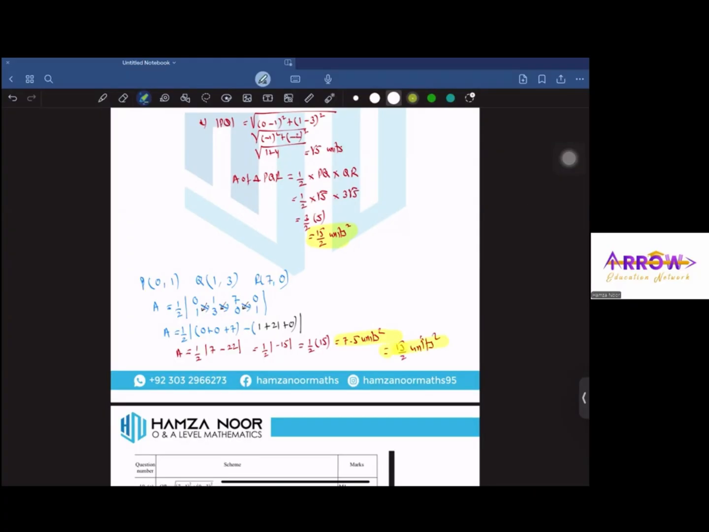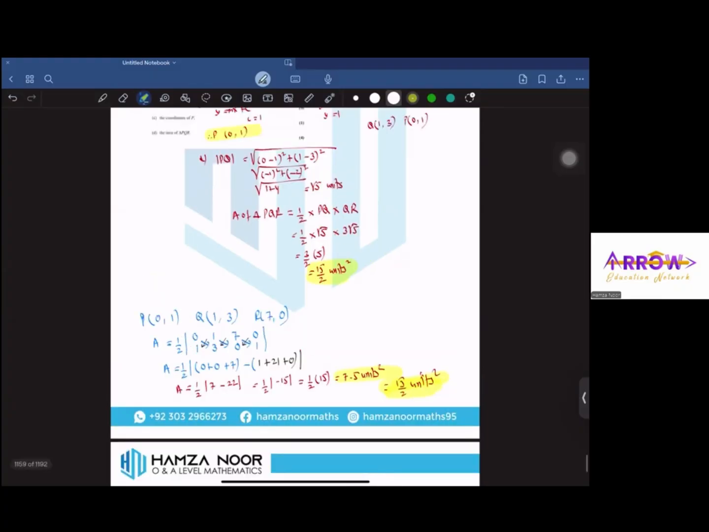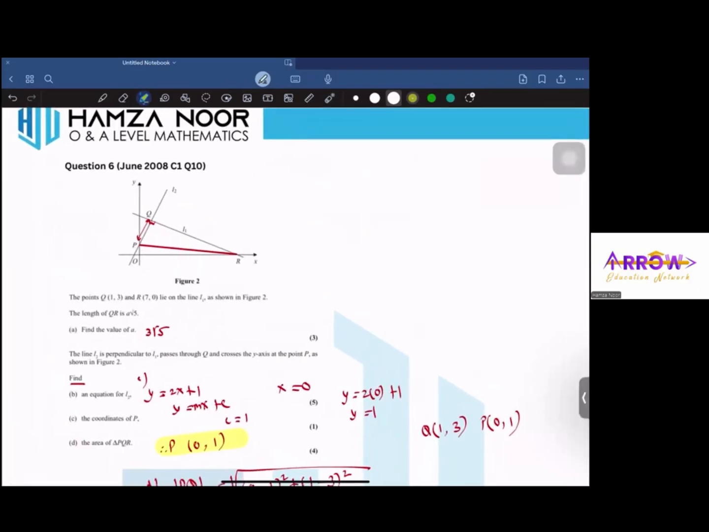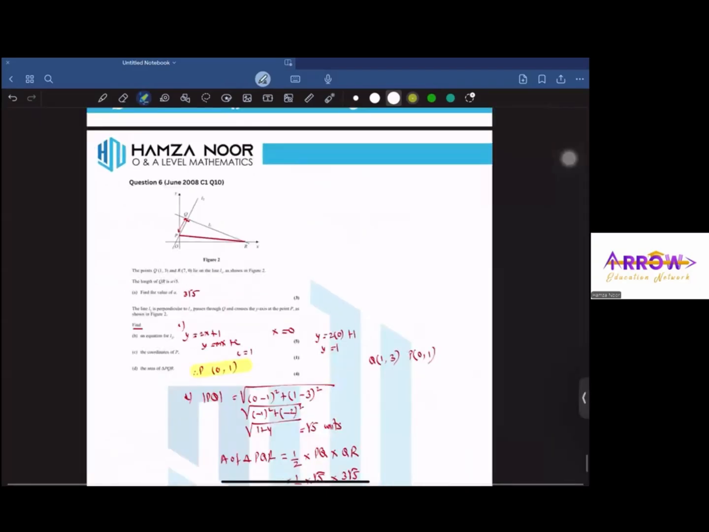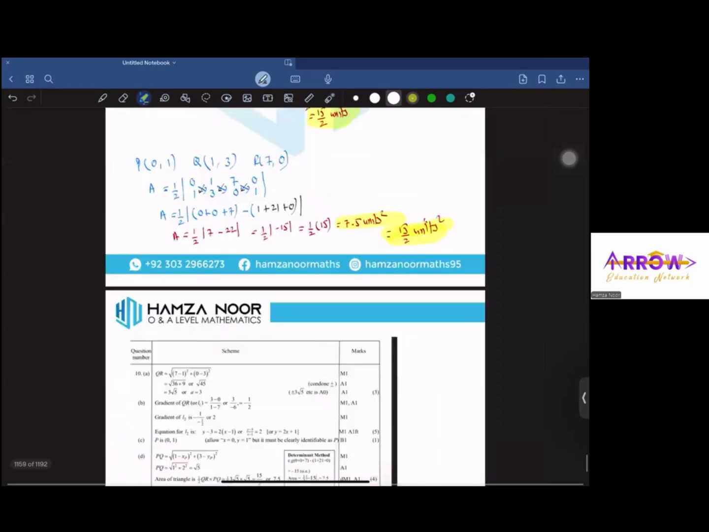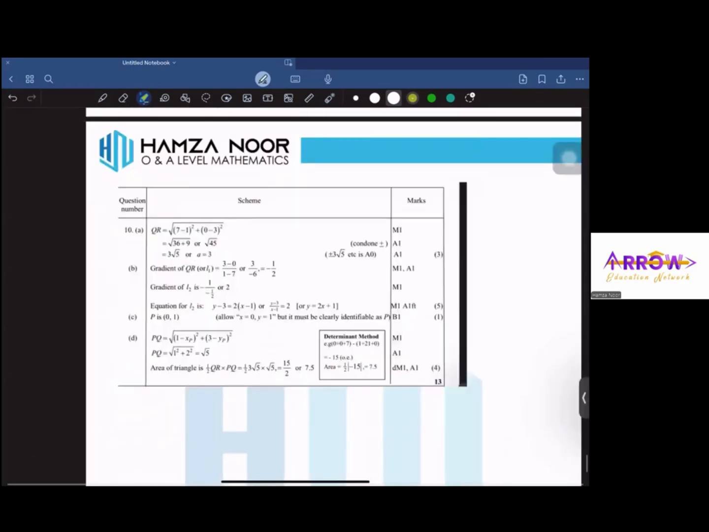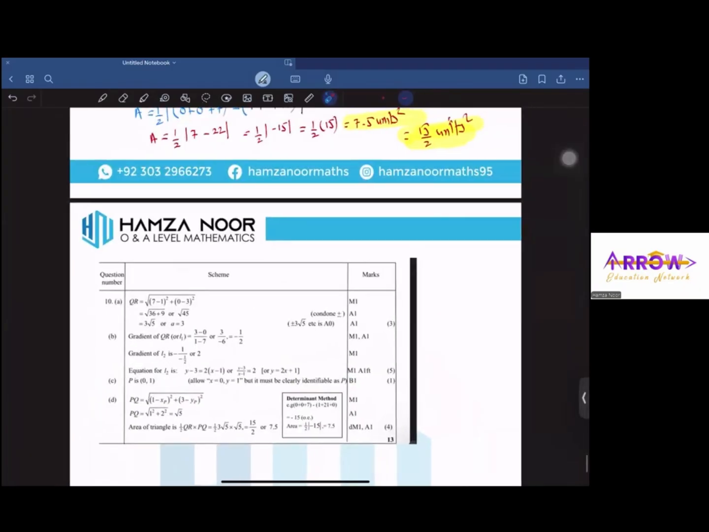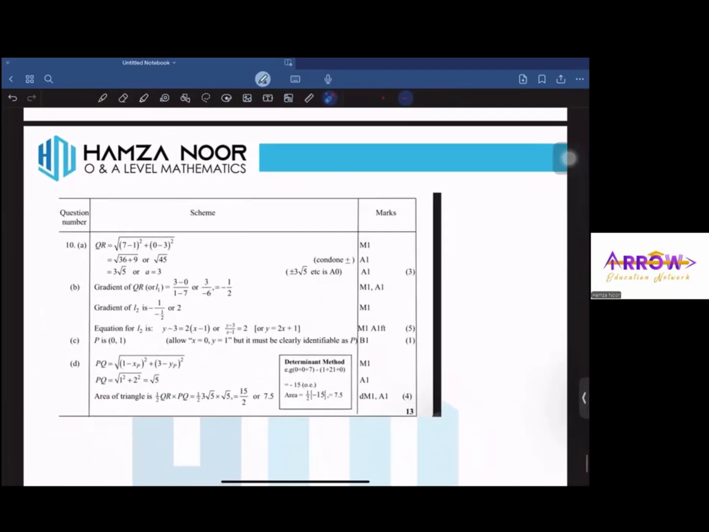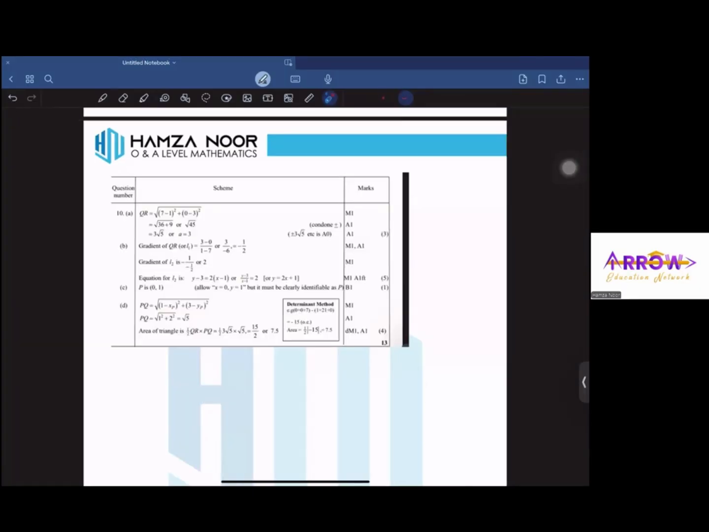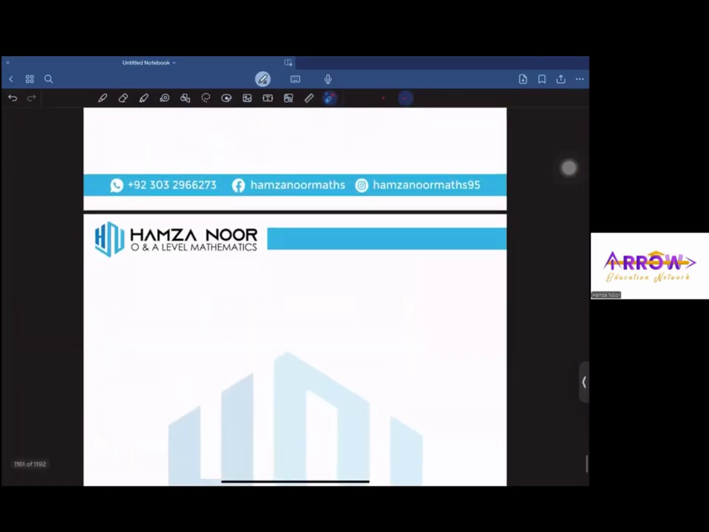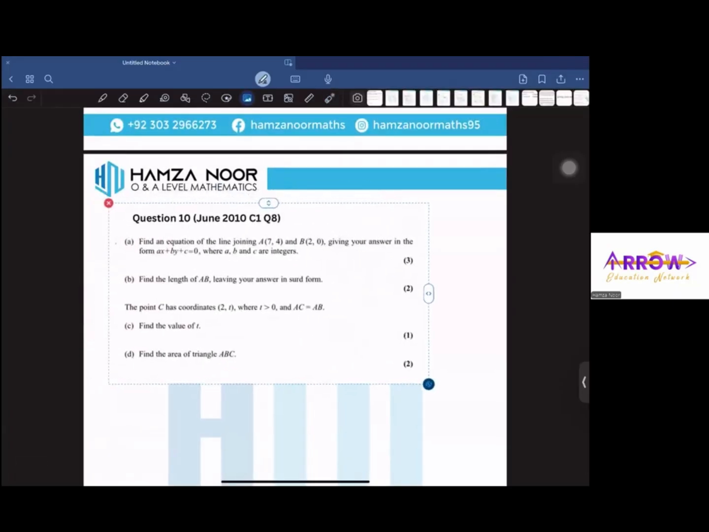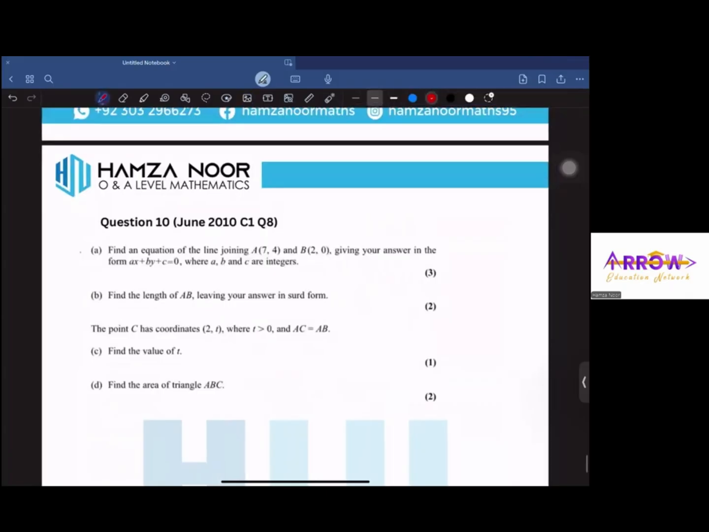Okay, so this was basically question number 10 of this paper, June 2008, C1. Okay, and here is the marking scheme and here is the proof of this particular method over here. All right, so now let's move on to the next question, which is question number 10 of the handout, which is question number 8 of C1 paper, June 2010.